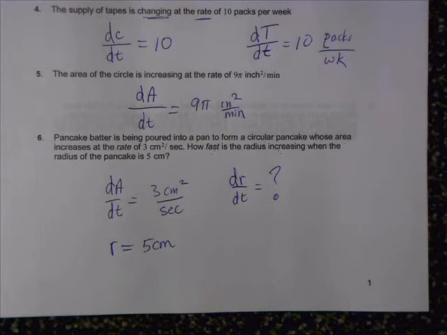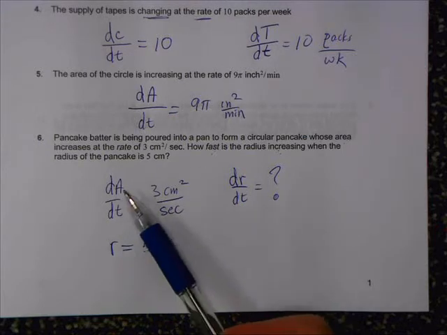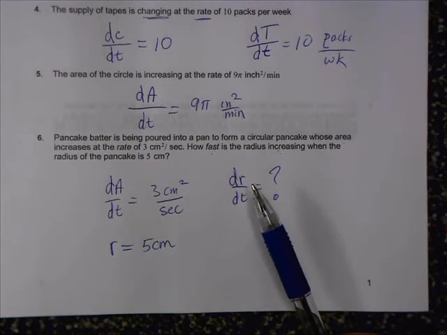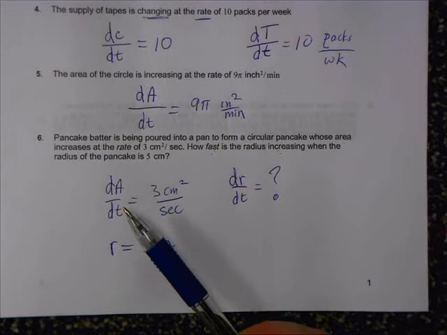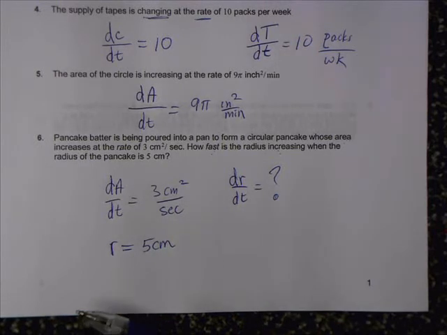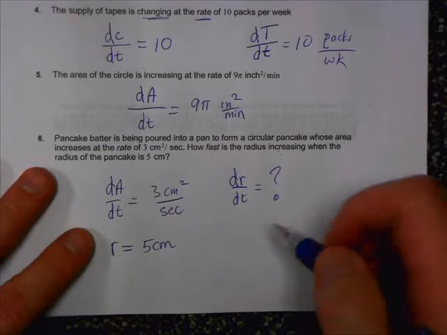Now I need a formula that relates the variable A with the variable r. Do I know a formula that relates the variable A with the variable r? We're dealing with a circle, so we should know the formula for the area of a circle. The area of a circle is not 2 pi r? No, 2 pi r is circumference, you're right. Area equals pi r squared.